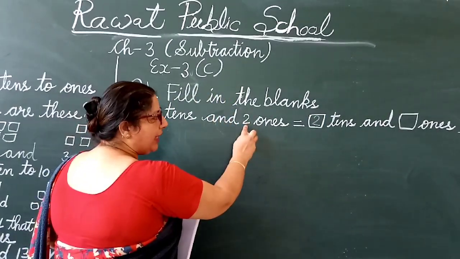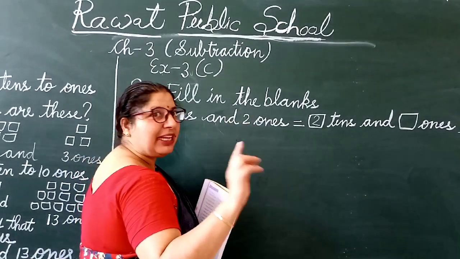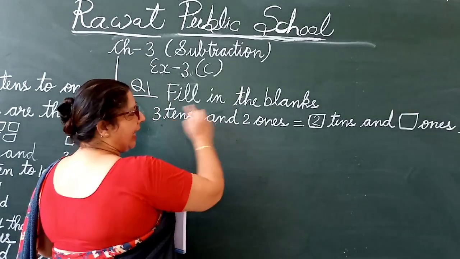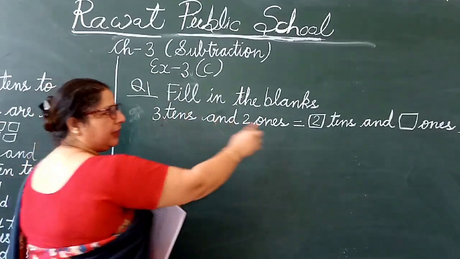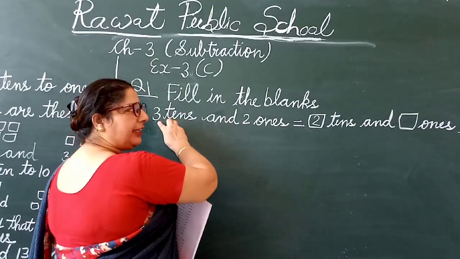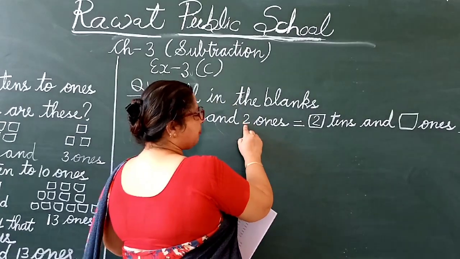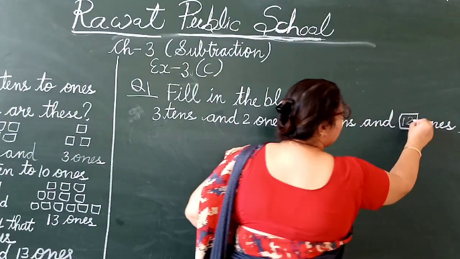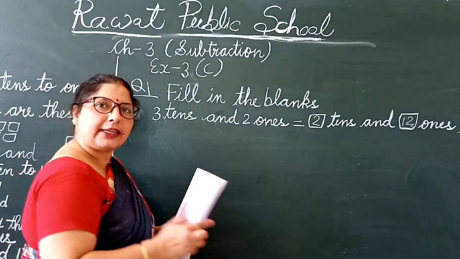So 2 ones में हम क्या करेंगे 1 10 को प्लस कर देंगे. 1 ten means 10 ones. इधर हमने 1 10 को माइनस करा तो 3 minus 1 2 रह गया. अब जो 1 10 हमने माइनस करा वो यहाँ आकर हमारा 10 ones हो गया. तो 10 ones plus 2 ones is equal to 12 ones. ये हमारा आंसर हो गया. I hope you all understand.